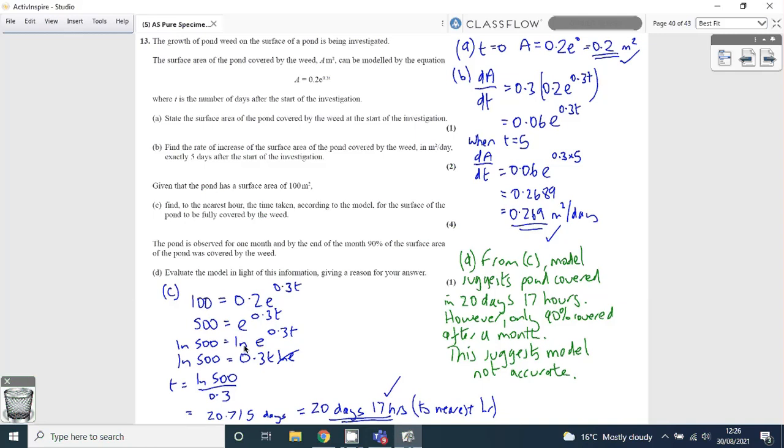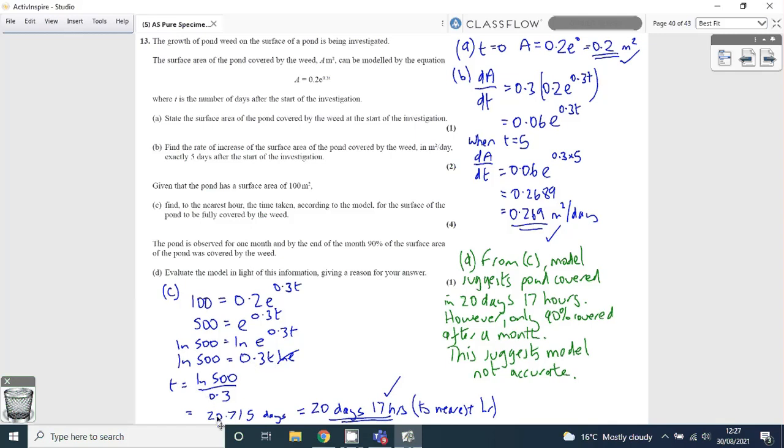Then by the power rule, the 0.3t comes down to the front. So we've got 0.3t times ln e. Well, ln e is 1. So ln 500 equals 0.3t. Divide by 0.3 gives t being this.